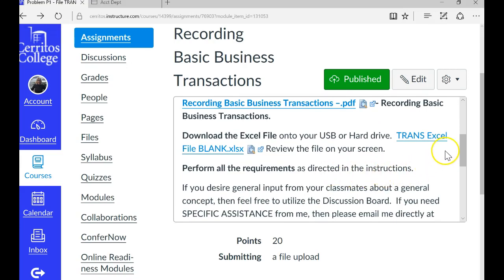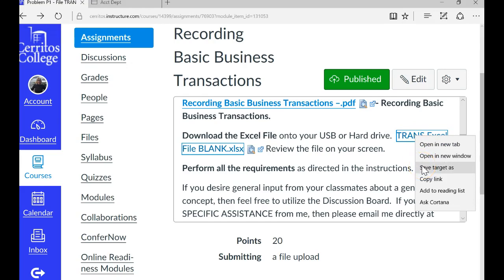And then secondly, you need to download this Excel file onto either your hard drive or your USB drive. You can open it by clicking on it, or I'm going to right-click on it and save it to a flash drive or to your hard drive. I'll give you a second to do that.